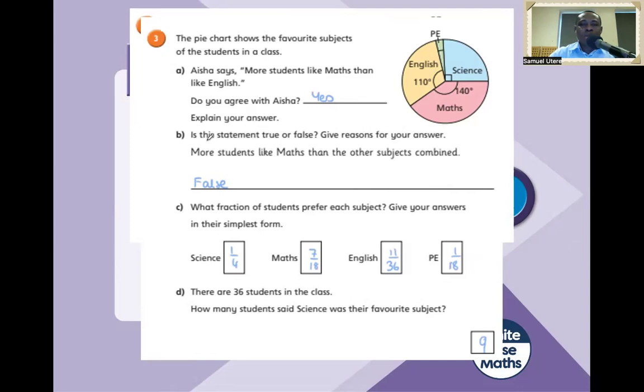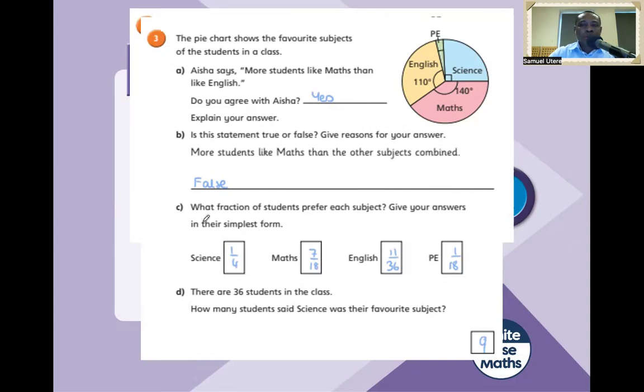Next, you're asked to explain your answer. We just explained it. Next, you're asked, is this statement true or false? Give reasons for your answer. So more students like maths than the other subjects. Okay, of course, no. All right, so when you compare this proportion compared to the others, this is 90, add 110 is already greater than 140.